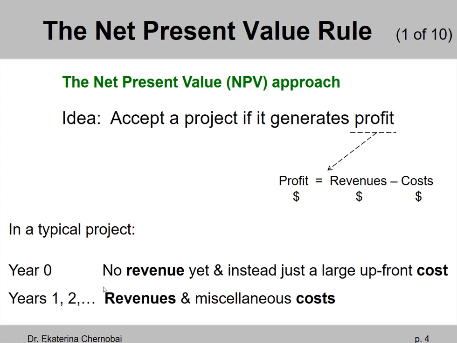But in return, there will be money coming in the future years. So in a typical investment project, in years 1, 2, and so on, there will be revenues coming in. And of course, there will still be some miscellaneous expenses, such as paying taxes on your corporate income, paying wages to your employees, paying utility bills, all sorts of maintenance, right? All of that will still be taking place, but not on the same scale as the upfront cost in the beginning.